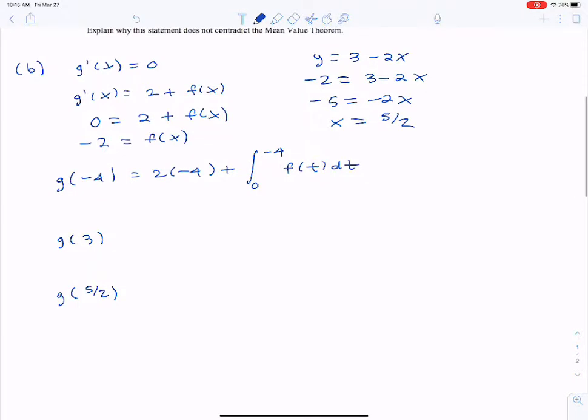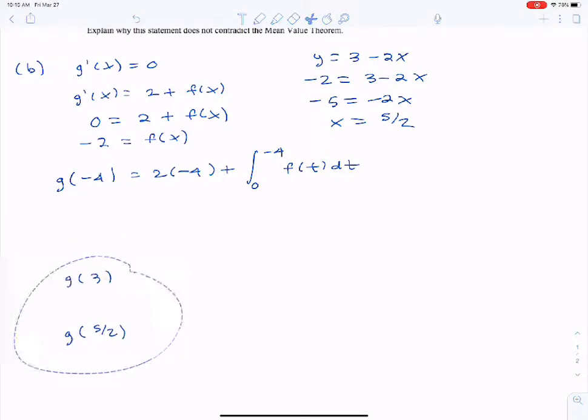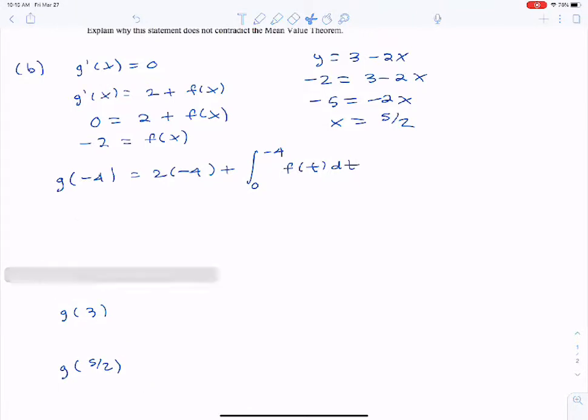Excuse me. Looks like I'm going to need a little extra room here, so let me give it to myself. That's going to be negative 8. Again, I'm going to switch my limits of integration. So negative 4 to 4 of f of t dt, which is going to be negative 8 minus, whoops, I see it.